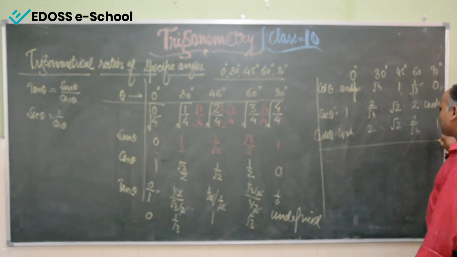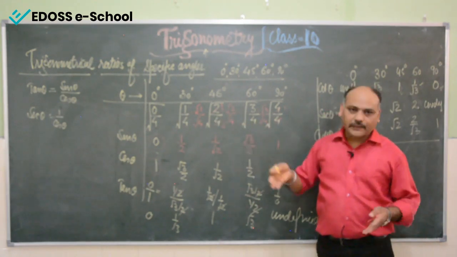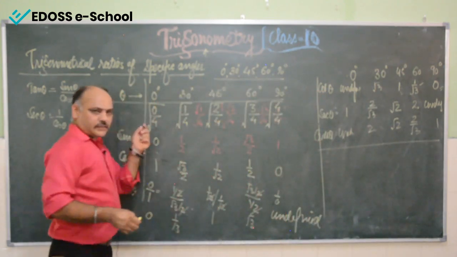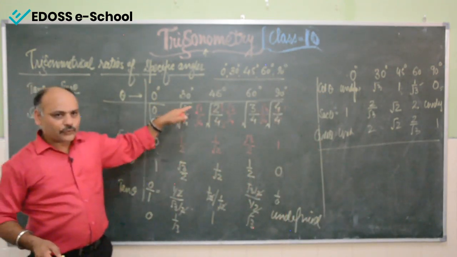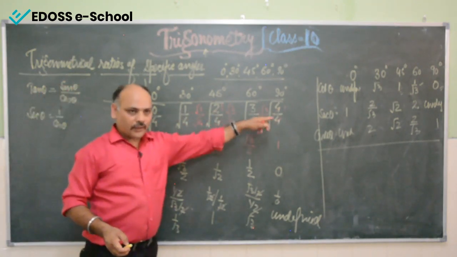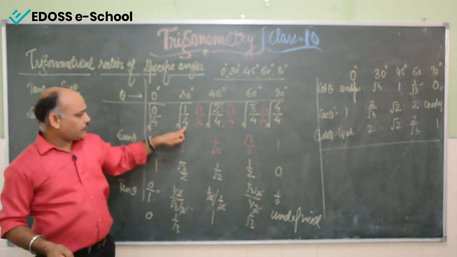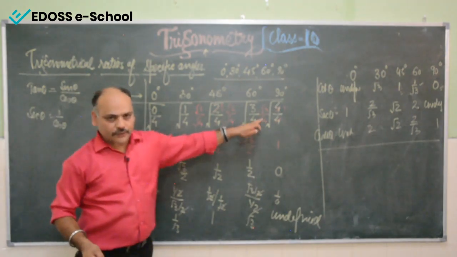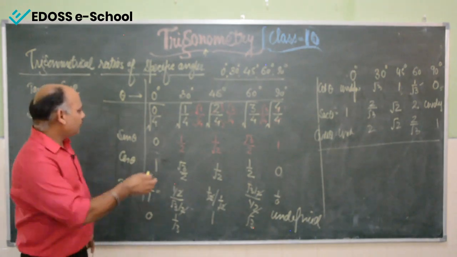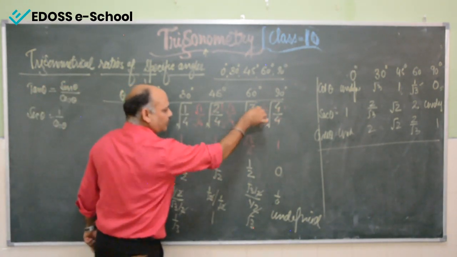By using only this approach, you can find all the terms for all the angles. I am repeating it again. First step, you have to write the counting, but the counting starts from 0: 0, 1, 2, 3, 4. Then divide each term by 4. Then you have to put a sign of square root over each of them.